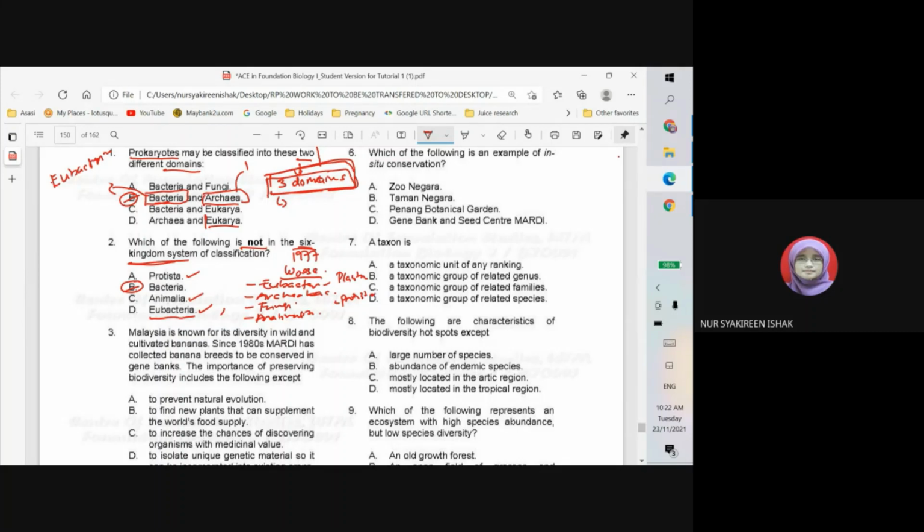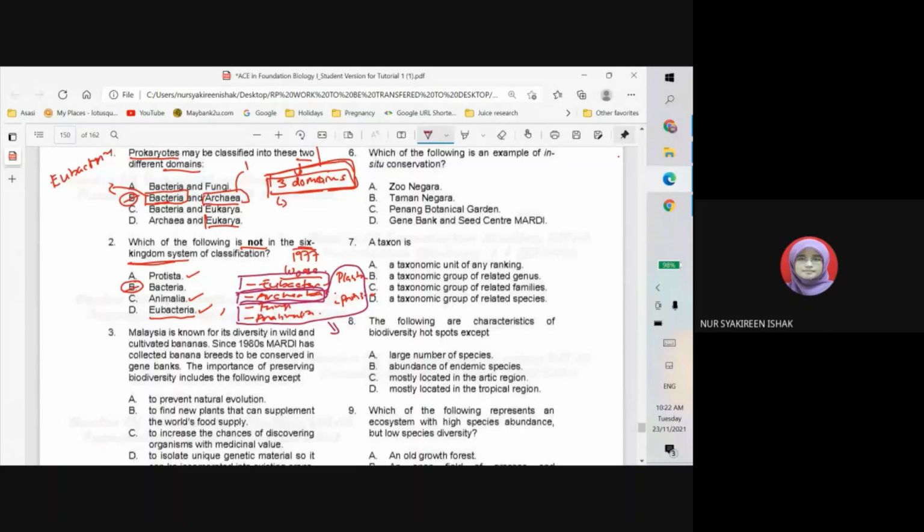Right? So lepas tu baru datang 3-domain system. In the 3-domain system, scientists classify organism tu balik semula dengan cara dia asingkan Eubacteria, Archaeabacteria, and then fungi, Animalia, Plantae, Protista ni dalam satu domain. Ingat, so dia 6 kingdom dulu, lepas tu baru 3 domain. Sebelum 6 kingdom dia ada apa?